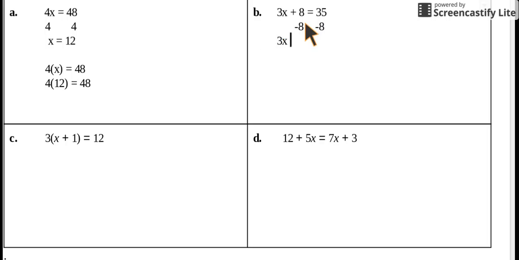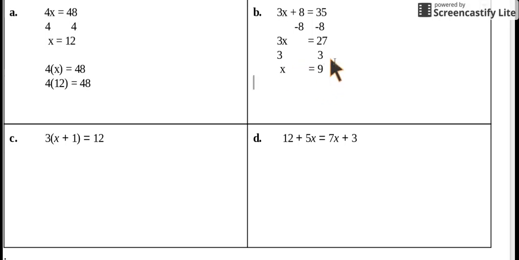That way you're left with a 3x on one side and 35 minus 8, which is 27 on the other side. Then at this point, it's just like solving a one-step equation, kind of like this, where we just have one variable and one number. Here we just have one variable and one number. So we're going to divide both sides by 3. 3x divided by 3 is going to give us x, and 27 divided by 3 should give us 9.